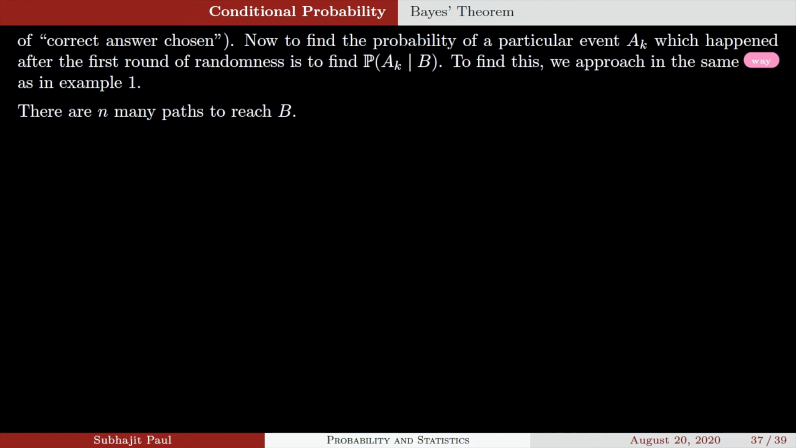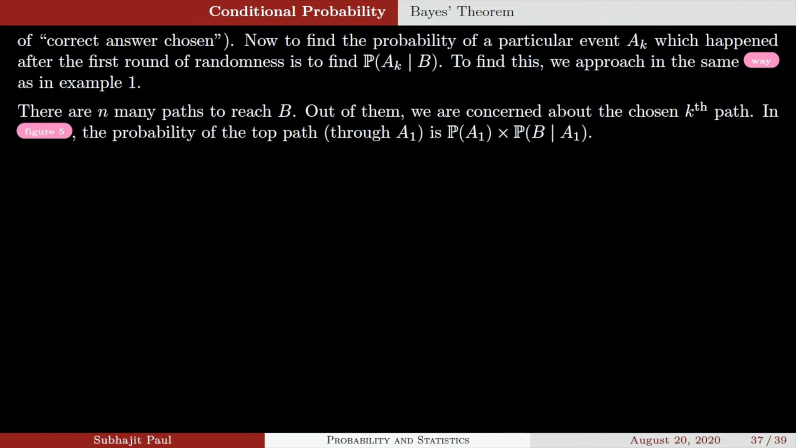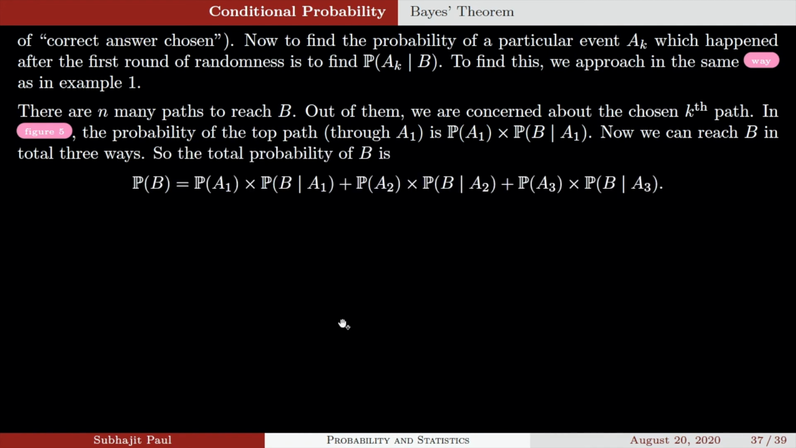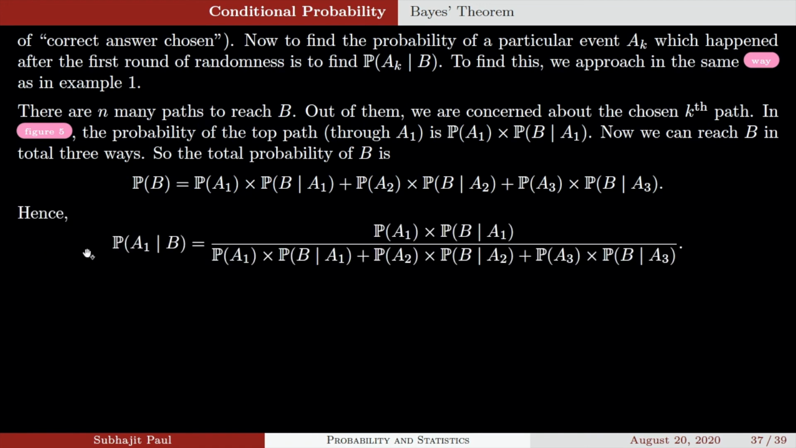There are n many paths to reach B. Out of them, we are concerned about the chosen kth path. In that last figure, the probability of the top path is probability A1 times probability B given A1. Now we can reach B in total 3 ways. So the total probability of B is this one. Probability B is A1 times B given A1, A2 times B given A2, A3 times B given A3. Hence, probability A1 given B by conditional probability is this. A1 given B is probability A1 times B given A1 over this one.